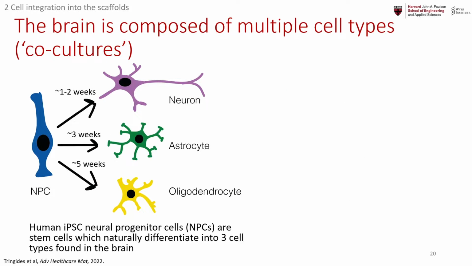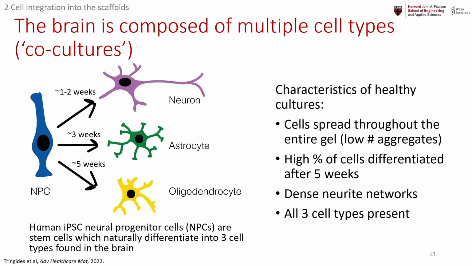And then the last ingredient is really the cell type. So we started with primary rat neurons. We also used NGN2-derived neurons. But then ultimately, most of this work was done with NPCs, so neural progenitor cells derived from iPSC. And NPCs are really advantageous because they naturally form neurons, astrocytes, and oligodendrocytes over time. So the metrics we were looking for a healthy culture, we wanted to see if we had a high percent of our stem cells differentiated after a 5 or 6 week time point. We were looking for dense neurite networks, and then we really wanted to see if we could get all 3 cell types present.